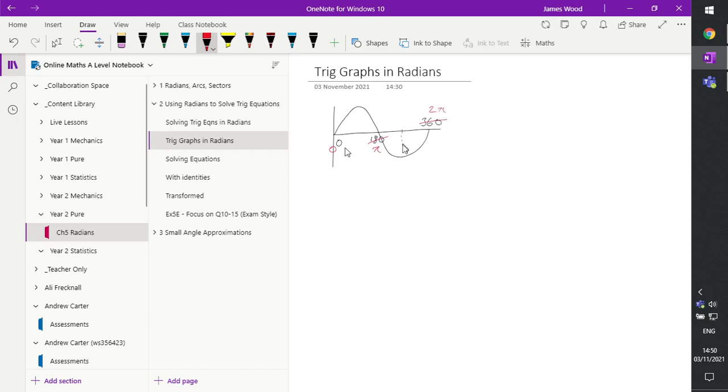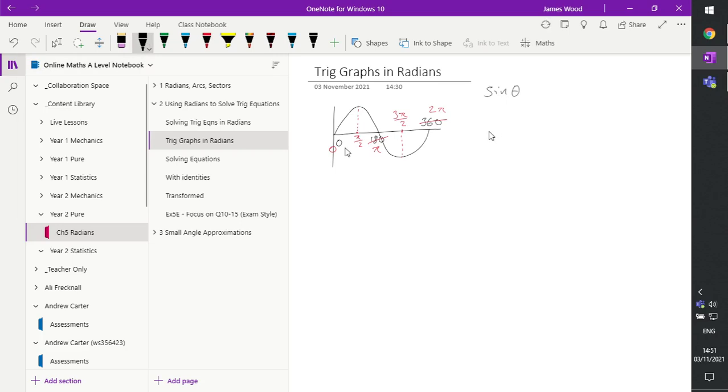You might want to add on some extra points here and here, talk about where the maximum and minimums are. So this point here that would normally be at 90 degrees is going to be at pi over 2. This one here, which would normally be at 270, is halfway between 1 pi and 2 pi. So this is 1.5 pi, or 3 pi over 2. And this is for sine theta.